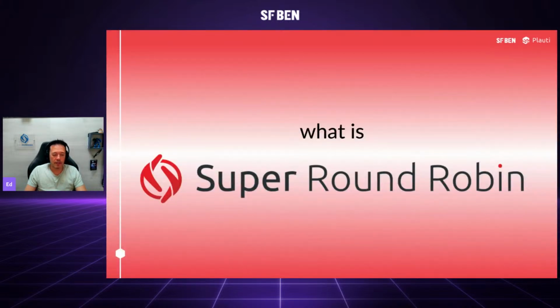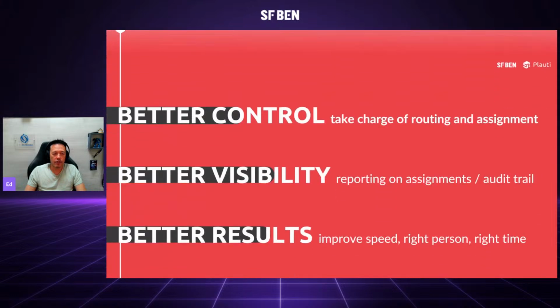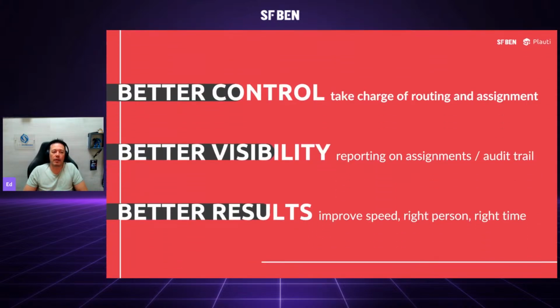So Super Round Robin. This is an app that does all of the things that we talked about before in terms of lead management, case management, and a few other bits on top as well. And if I just had to think of a few things that differentiate a dedicated app, and this dedicated app, from other things, it's these things. So better control. So you can take better charge of your routing and assignment needs within the business. You get better visibility, so reporting on those assignments and audit trail on assignments, and then better results as well.